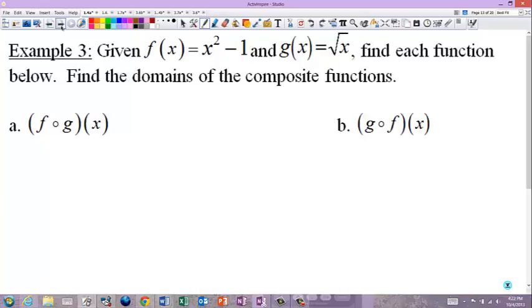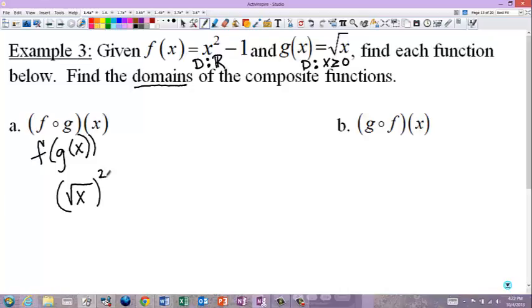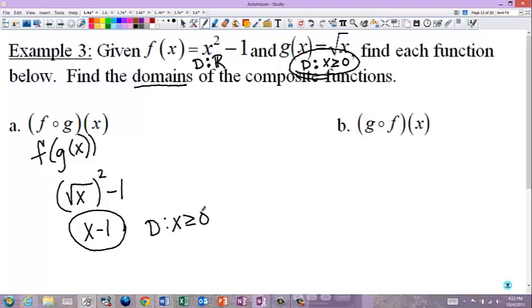Blank page. F of g of x again. And this one actually asks us to find the domain, so let's go up here. The domain of x squared minus 1 is all real numbers. The domain of the square root of x is greater than or equal to 0. F of g means that I would have the square root of x, squared, minus 1. Now that's just x minus 1. That in itself has no restriction. However, because I had a restriction initially, my domain is still x is greater than or equal to 0.